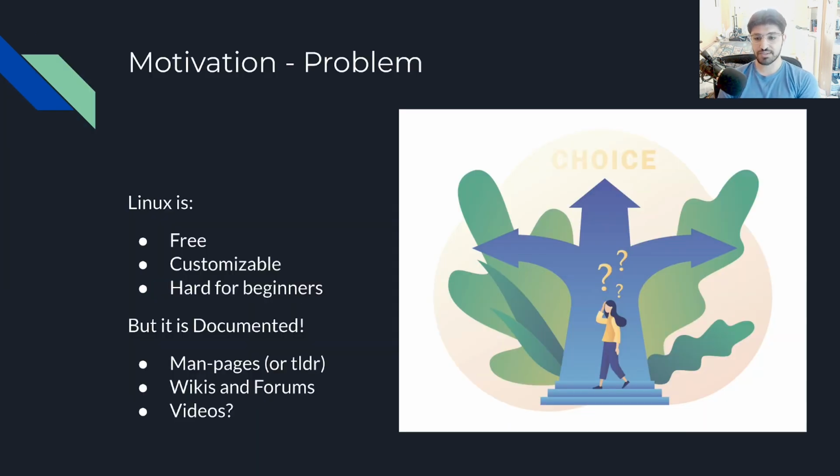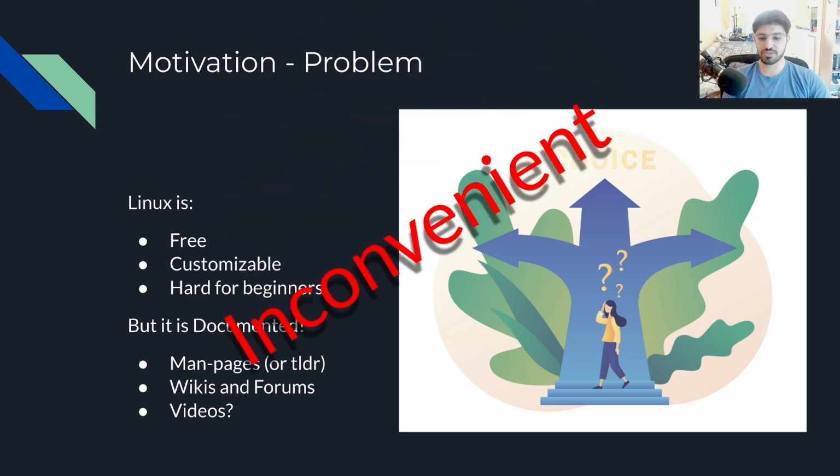If you have ever used Linux, you know that it is free, very customizable, and especially hard for beginners, but it is quite well documented. You can find documentation in man pages, TLDR, a shorter form of man pages, various wikis and forums, and even videos. However, these videos tend to not delve into very advanced topics. If you face a specific problem and require a fast solution, searching for that solution can become very inconvenient.